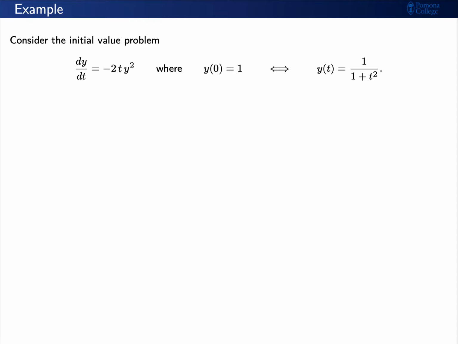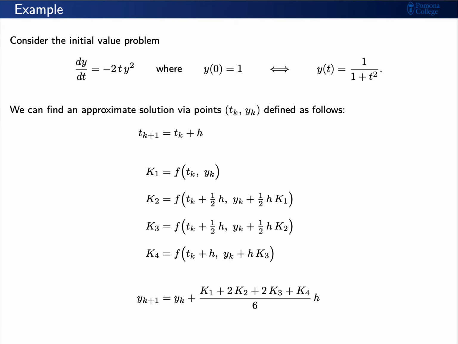We give an example of this. Let's consider the initial value problem dy/dt = −2t·y², where y(0) = 1. We can actually find the exact solution to this equation as y(t) = 1/(1 + t²). Moreover, we can find an approximate solution just by considering the points (tₖ, yₖ) defined in terms of the Runge-Kutta method, as you see here on your screen.